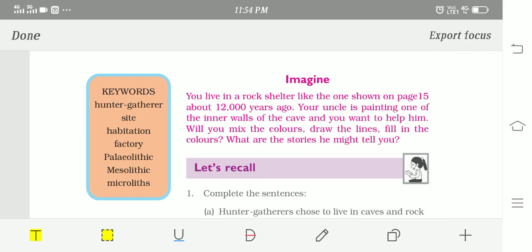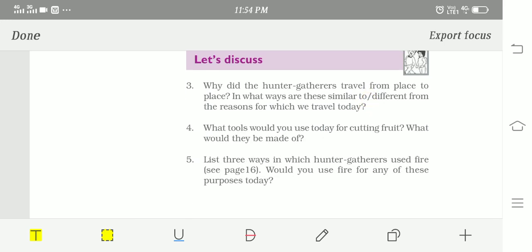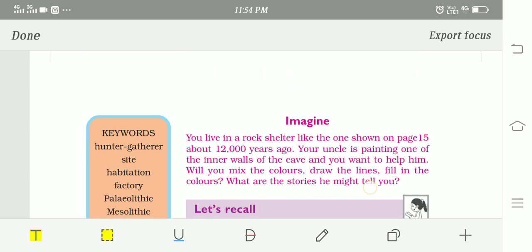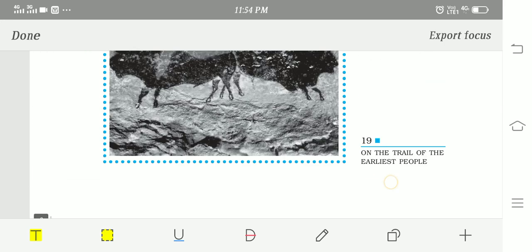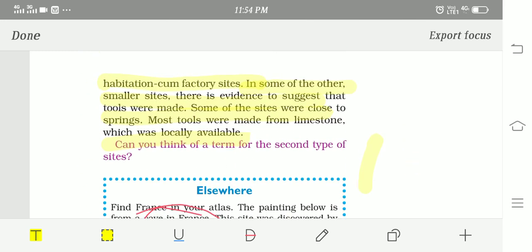Now we have the question answers on the basis of the chapter, which you can practice. All right. So this was all we had of this chapter number 2 of history, class 6. I hope when you watch this video and listen to the explanation, the chapter is clear.